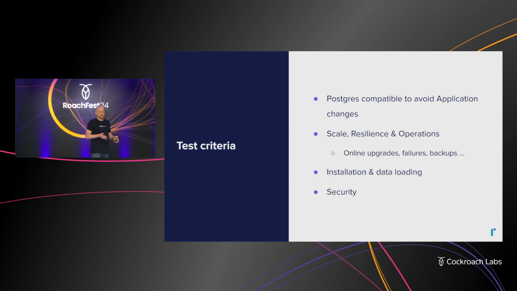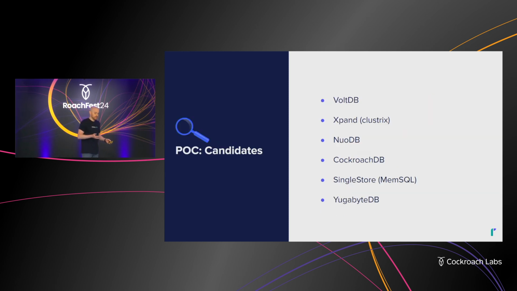Security. Riskified uses personal information. We have high standards of security. And performance. If it won't perform at least as much as Postgres, then we won't take it.